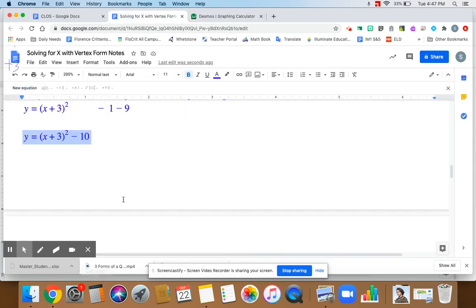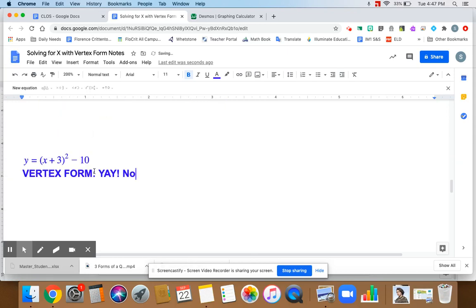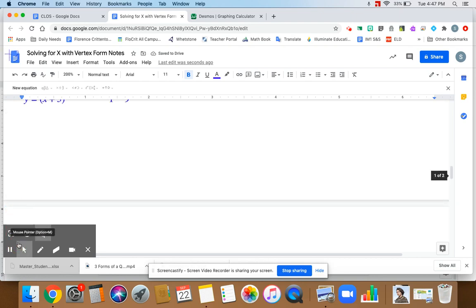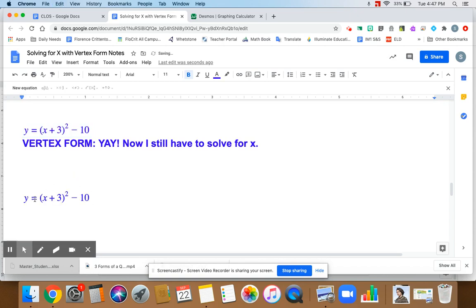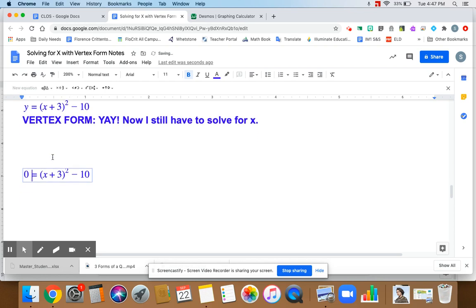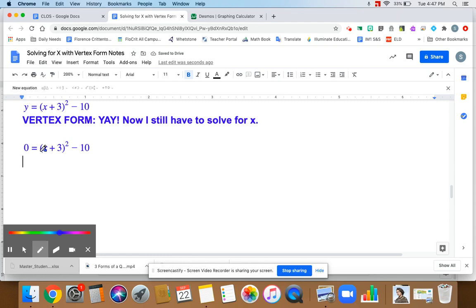So now that it's in vertex form, yay, I have vertex form. Now I still have to solve for x. So remember, once it's in vertex form, to solve for x, I turn the y into what number? 0. We always make it equal 0 to solve for x. Now, what's my first step? I have to add the 10.